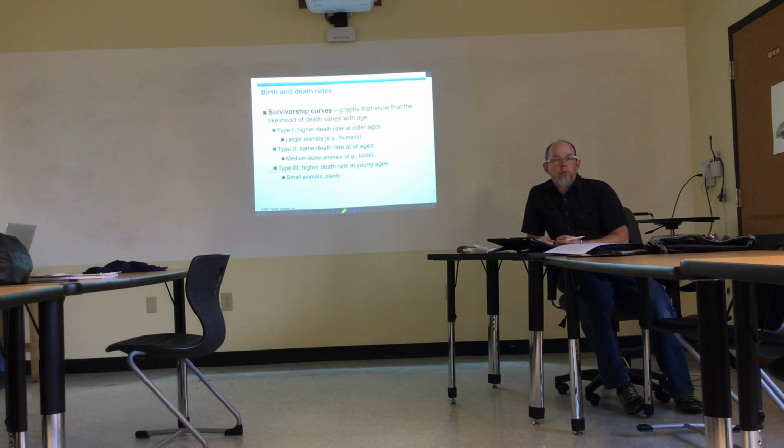Survivorship curve type 1 means that you have a higher death rate in old age. Type 2 means you can die at any age. Type 3 means you have a higher death rate when you're young. So typically, that's your r selected. K selected would be type 1.